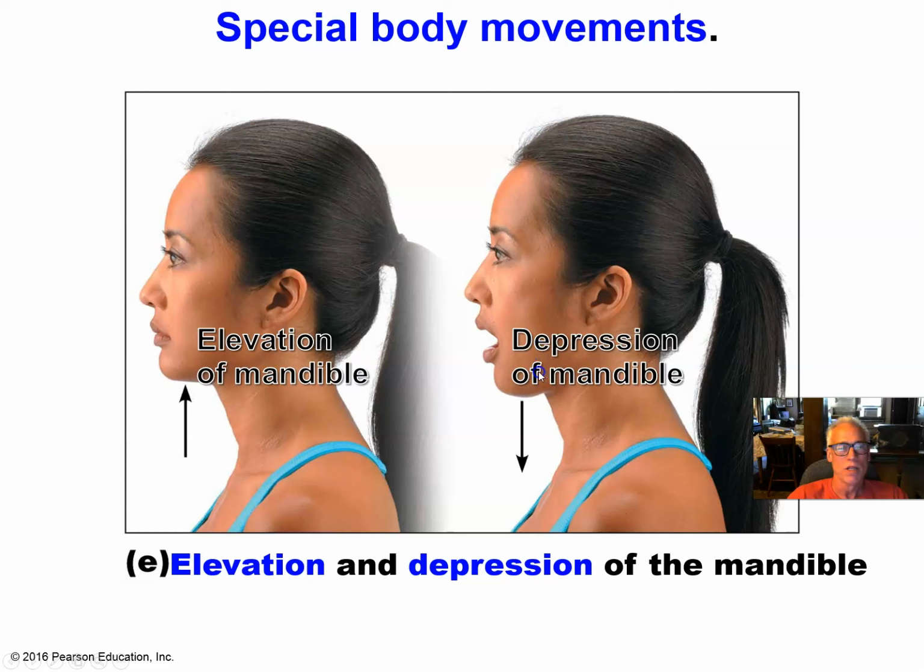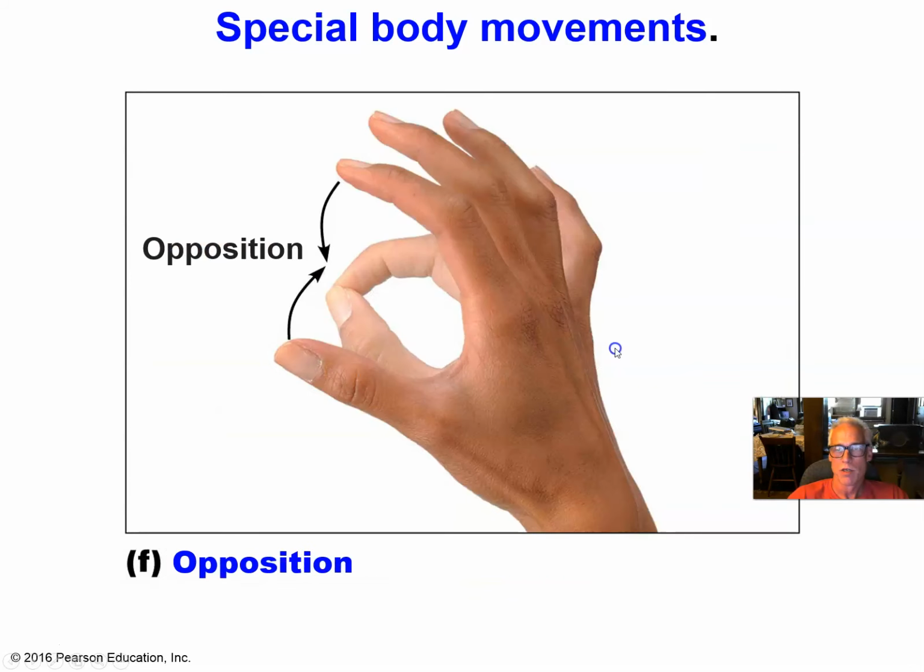So don't say opening the mouth or opening the jaw or lowering the jaw or anything anymore, because now we're going to use technical terms. We're going to say depression of the mandible. Those are the special movements. And finally, a special movement allowed by the thumb relative to the rest of the digits is called opposition, something unique to the human anatomy.